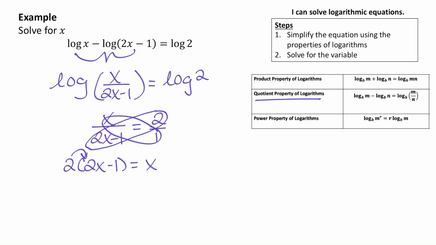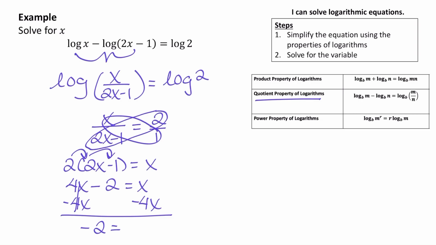So on the left, I'm going to go ahead and distribute the 2, so I have 2 times 2x, which is 4x, minus 2 times 1, which is 2, and that equals x. So now, to solve this, I'm going to combine all my variables on one side. So I'm going to subtract 4x from both sides. And when I do that, I have 4x minus 4x, so that's going to cancel out. And I have negative 2 equals, remember this is a 1x, so I have 1x minus 4x, which gives me negative 3x. So I have negative 2 equals negative 3x.